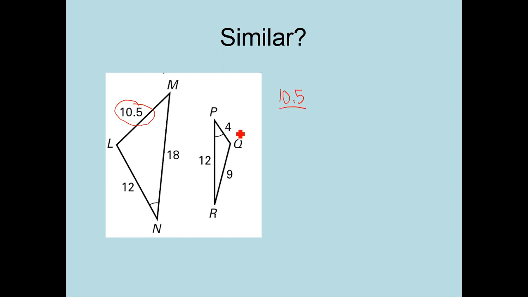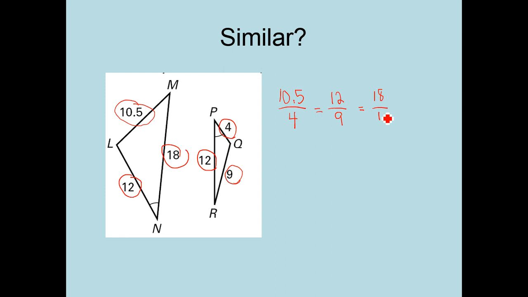The smallest side over here is 4. The medium side in the bigger triangle is 12. That would compare to the medium side over here, 9. And the largest side, we want to say 18, compares with 12.